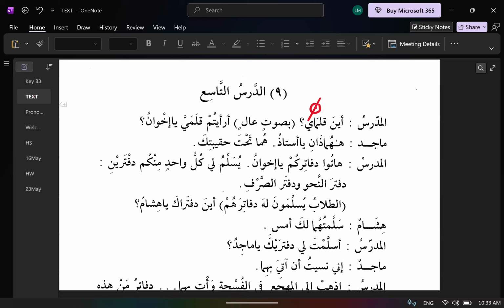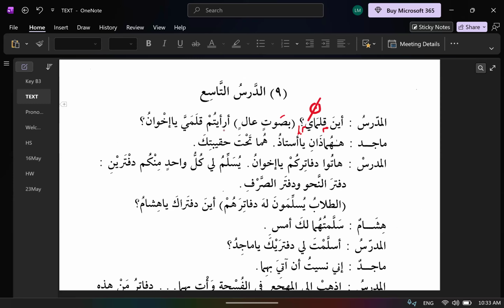Why do we drop the noon? Because ya is mudaf ilayhi, so we have to say it sautin alin, with a loud voice. Saut is a voice and alin means loud, so with a loud or high volume. Araitum kalamayya ya ikhwanu. Have you seen my 2 pens, oh brothers?